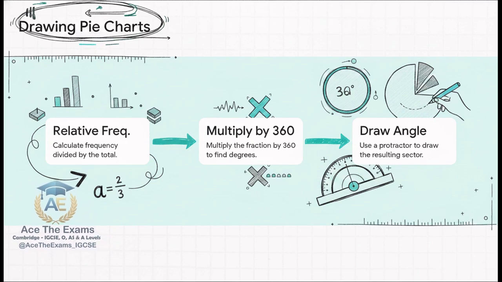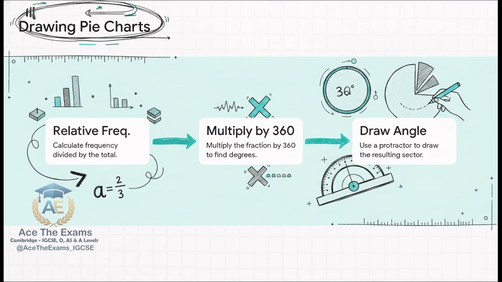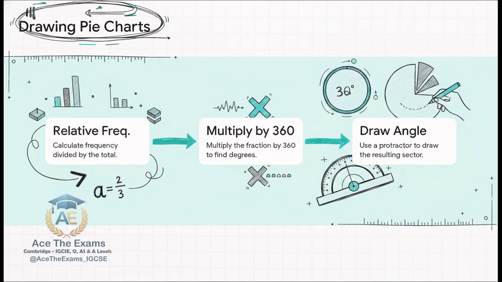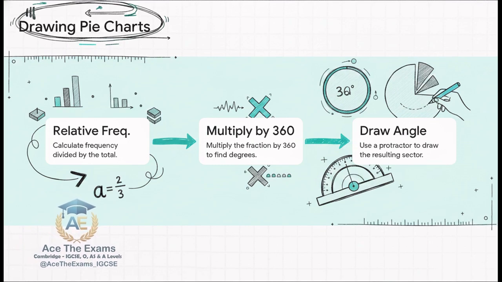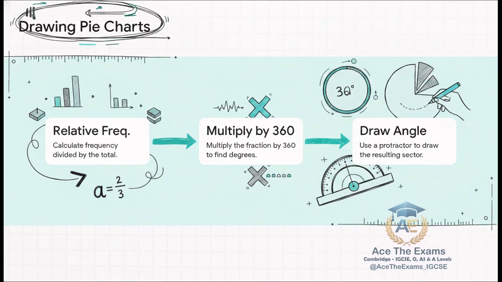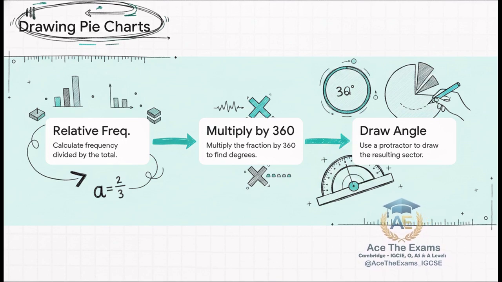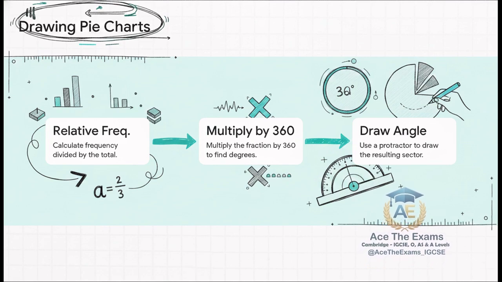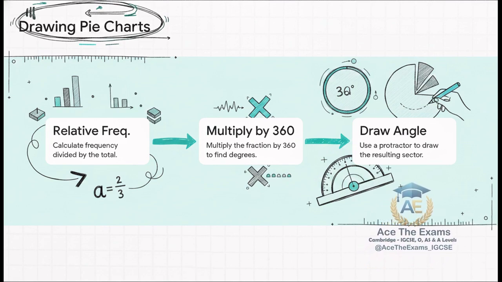To build a perfect pie chart and get full marks on your exam, you have to follow a very simple 3-step algorithm. First, you need to calculate the relative frequency. That's just your specific frequency for that category divided by the total number of data points. Second, because we all know a full circle is precisely 360 degrees, you take that fraction you just calculated and multiply it by 360. This locks in your exact angle.